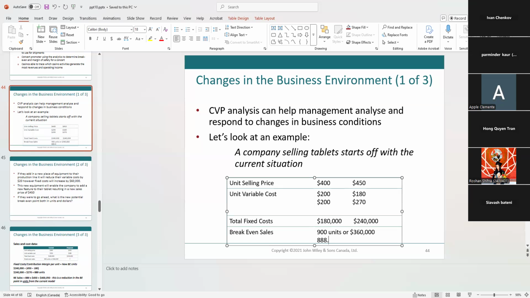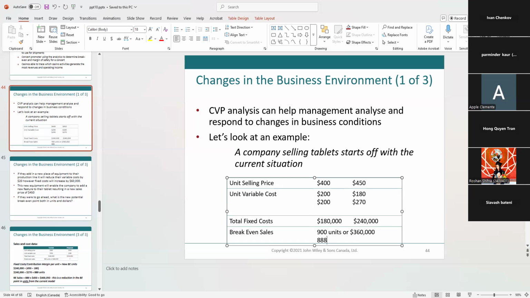But we said we're going to complete it to the first complete unit, 888. So is that better for us? Is it better for the company to reach the break-even point in 888 units compared to 900 units? Yes, sir. Why? Because we need less to sell. Make sense?